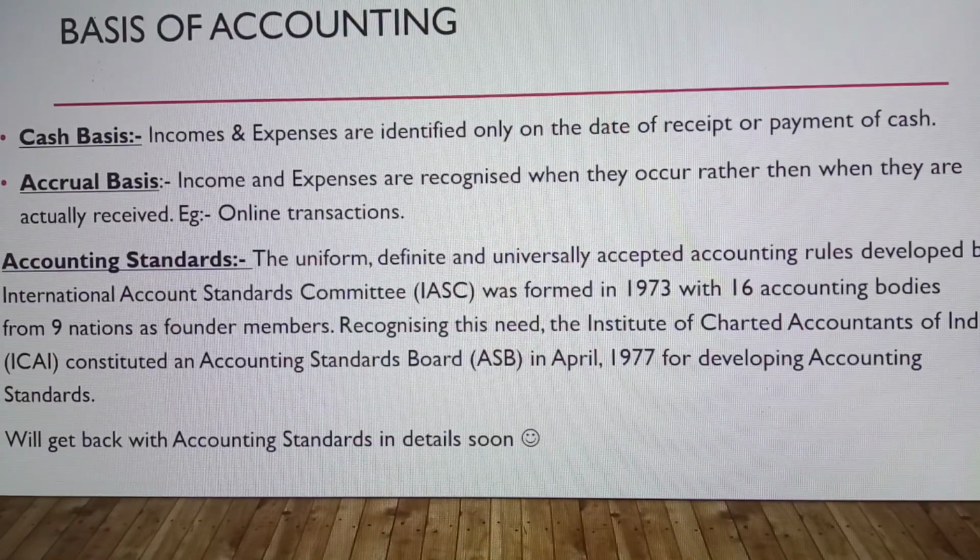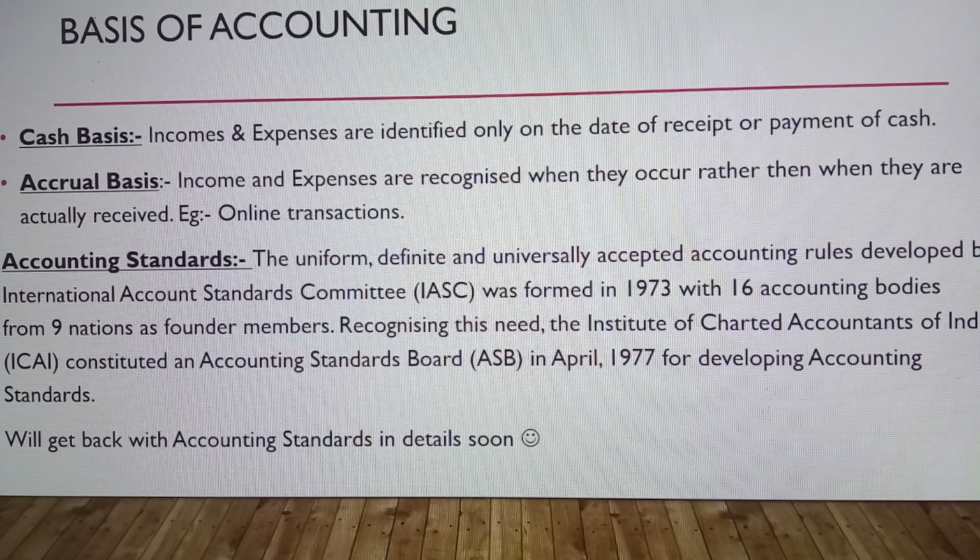What are the bases of accounting? There are two ways we can do the accounting. One is the cash basis and another is the accrual basis. Cash basis involves incomes and expenses where we make a cash transaction, we make the immediate payment for it, and that is how the transaction is recorded, which is not too complicated.